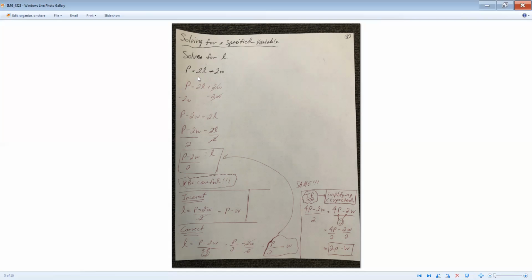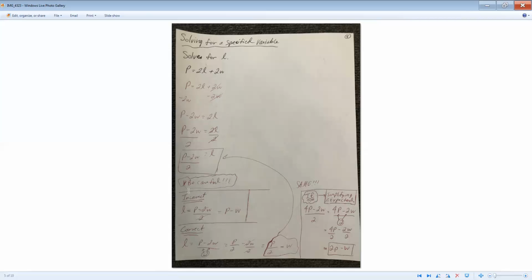So if I have P equal to 2L plus 2W and I want to solve for L, my goal is to get L by itself. So the first thing I would do is move the 2W. So I would subtract 2W from both sides. That'll be P minus 2W equal to 2L. Then I would divide both sides by 2 because I'm trying to get the 2 off of L. And that will be L equal to P minus 2W over 2. And that will be your answer.